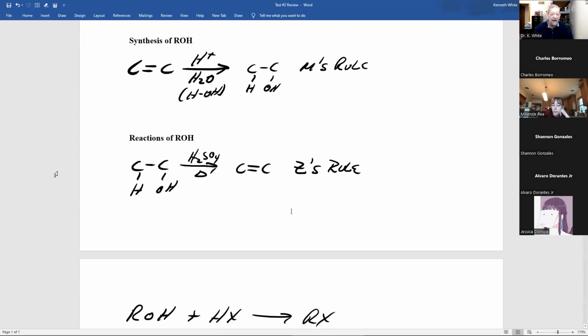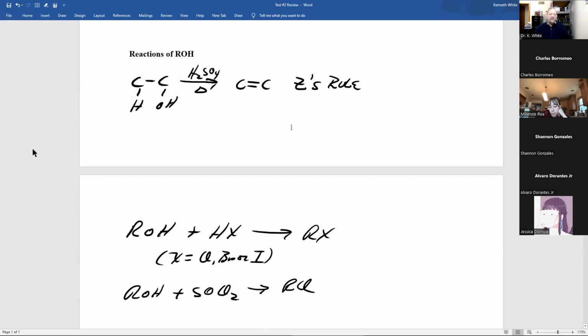Now, this is the only reaction I could ask on 2 tests, which I did, and we just went over it. If you take a double bond and react it with acid and water, remember water is HOH, you break the pi bond, and one carbon of the double bond gets H, the other OH. And that's Markovnikov's rule. Now you know a carbon with a hydroxyl group is an alcohol.